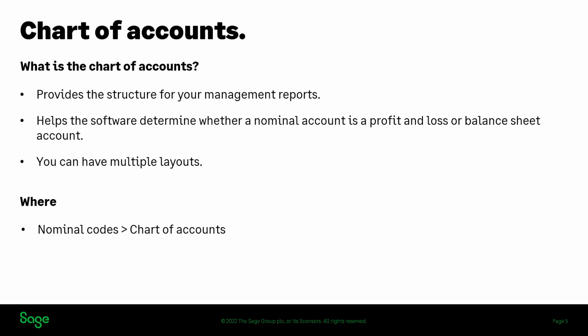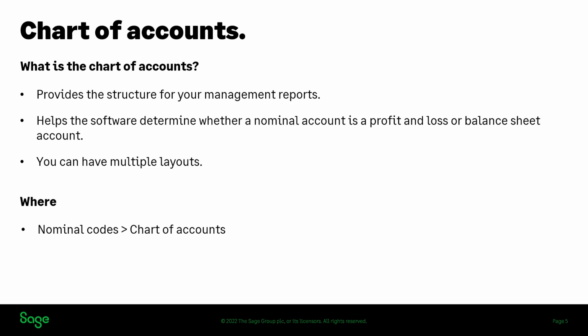So the chart of accounts basically provides the structure for a number of your management reports. It's used in a few other areas as well, but the main area where you are going to see it is when you go to run either the profit and loss report or the balance sheet report. It's not used by the trial balance. Trial balance is just a list of nominal codes. There's no real structure to that one. But you'll see it when you're offered that option as part of running a profit and loss and a balance sheet.